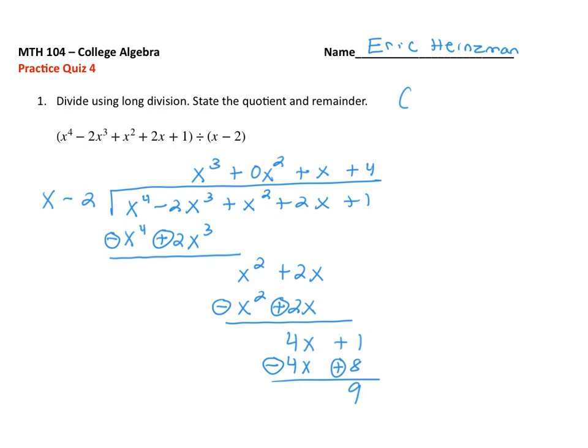So what is the quotient? That's going to be this thing up here. I'm not going to write down this 0x squared. It's really redundant. So I'll just put x cubed plus x plus 4. That's the quotient. And what is the remainder? That is simply the number 9. So I found the quotient and the remainder by using long division.